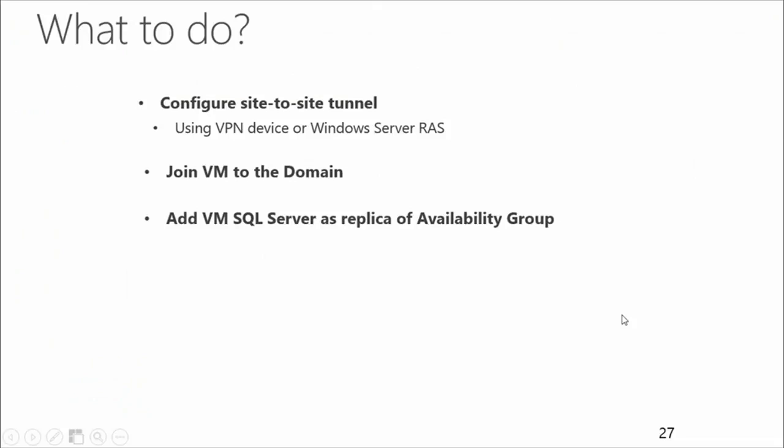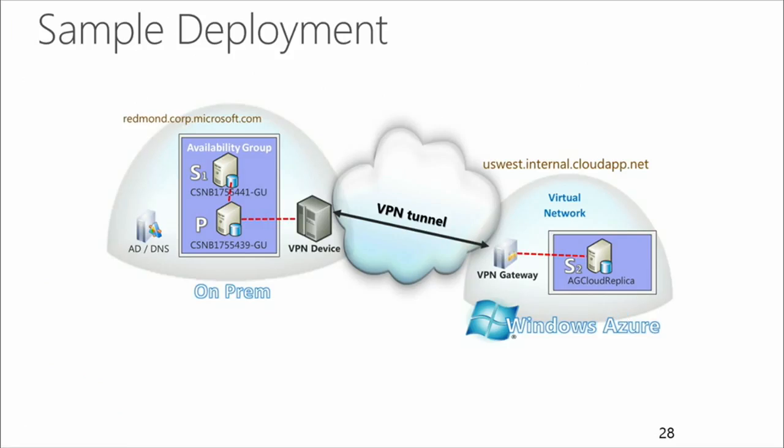Okay, let's see what else we have here. This is how a sample deployment looks. In the on-premise environment, for example, I can have my SQL servers running. I have my primary and my secondary. They're part of the same availability group, and that's how I achieve high availability. And then on-premise, I have my Active Directory domain controller. There is a VPN device, and that VPN device establishes the tunnel to the Windows Azure gateway. In the cloud, now I can have one or more secondary replicas, and these secondary replicas become part of the same availability group and the same Windows cluster.